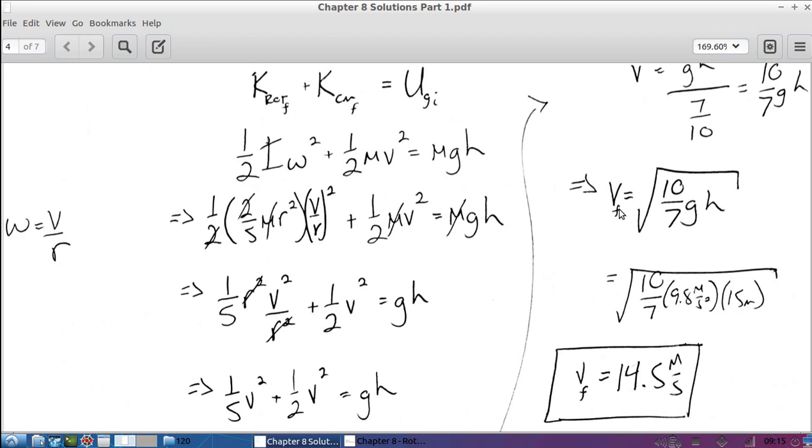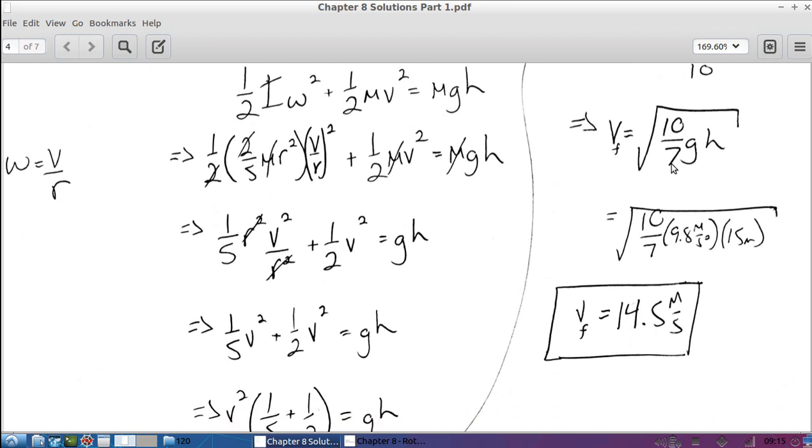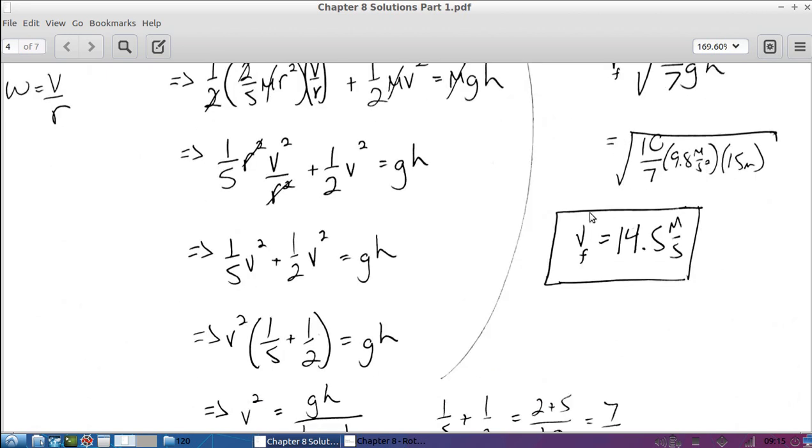So I've got an expression. This is for a sphere, right? If we did a disk, this would be a little bit different, right? It would still be less than 2. So I've got root 10/7 gh. I have the height of the incline. I've got the acceleration due to gravity. And I can plug those in and get a final velocity.